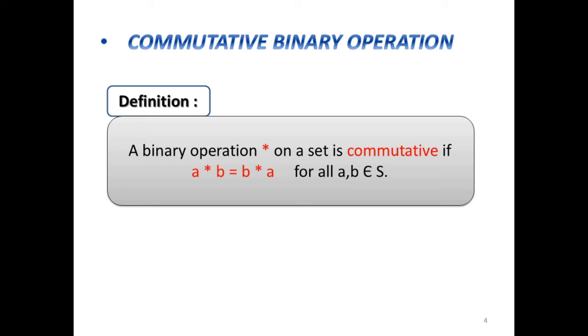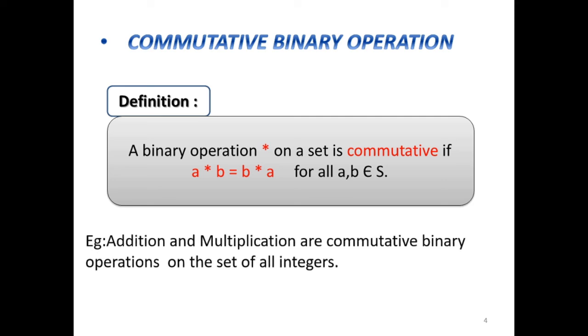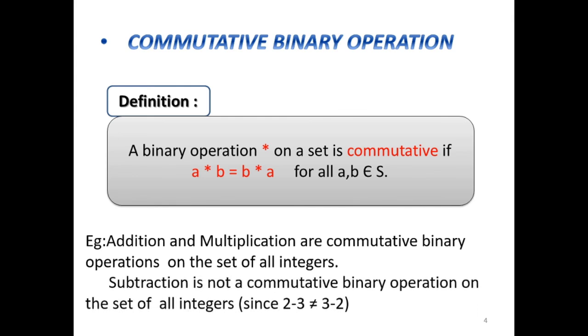One example for a commutative binary operation is addition on the set of all integers. That's a commutative binary operation because a plus b equals b plus a for all a, b element of the set. Addition and multiplication are commutative binary operations on the set of all integers. Now subtraction. Subtraction is not a commutative binary operation on the set of all integers, since 2 minus 3, that is minus 1, is not equal to 3 minus 2. 3 minus 2 is 1.